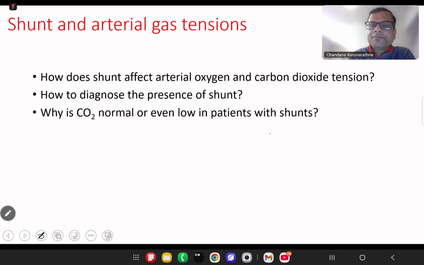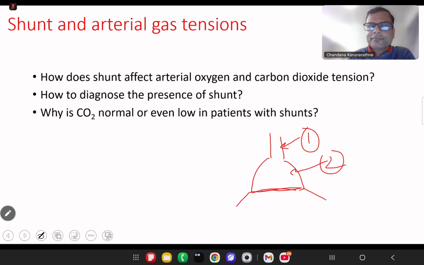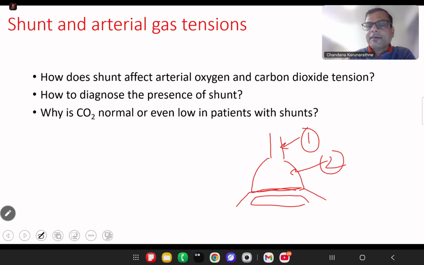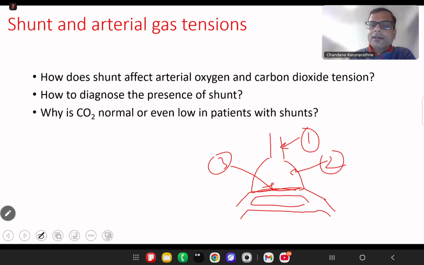So in a shunt, this is how you draw. What is this one? Dead space. Dead space, excellent. So 2 is? Alveolar space. And what is 3? Alveolar capillary membrane. Excellent. And what is 4? And 5?